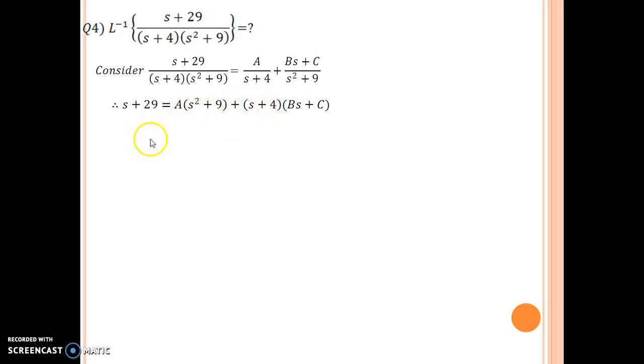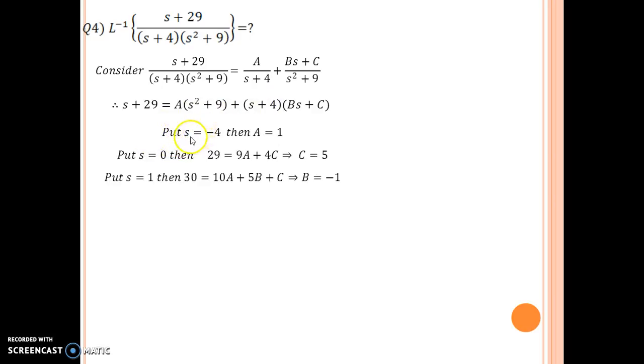Say I am going to put s equals to minus 4. So what happens is that when I put s equals to minus 4, this entire term vanishes. I obtain the value for A immediately, and that value is A equals 1, because you simplify that equation that you obtained. When you substitute s equals to minus 4, you get A equals 1.